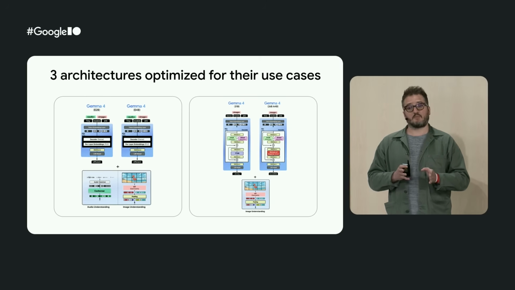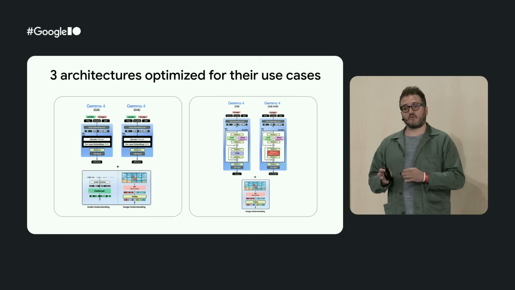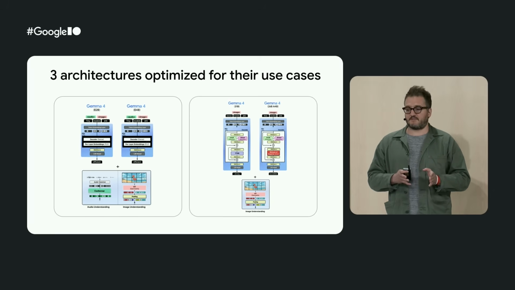Gemma comes with multiple architectures ready to go for where you want to deploy them. If you want to push Gemma at the edge, we have Per-Layer Embedding, which is a new technique we've developed for Gemma 4 to optimize efficiency.